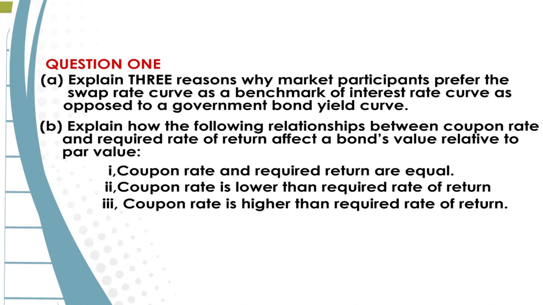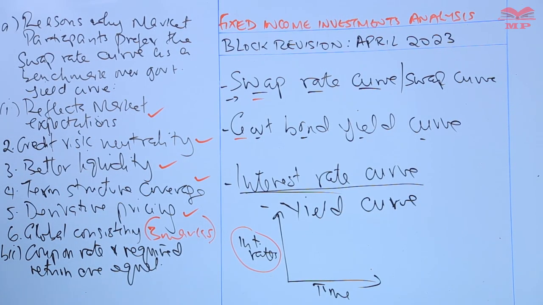Roman 1, we are to explain how the relationship between coupon rate and required rate of return affects the bond's value relative to par value. So the first scenario is where the coupon rate and the required return are equal. Learners, each of these relationships affects a bond's value relative to its par value. And where the coupon rate and the required return are equal, then the bond's value will be equal to its par value.